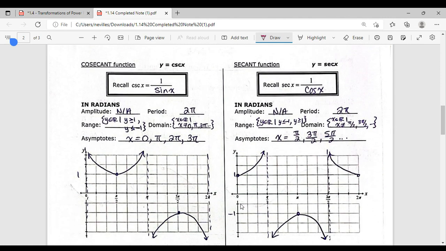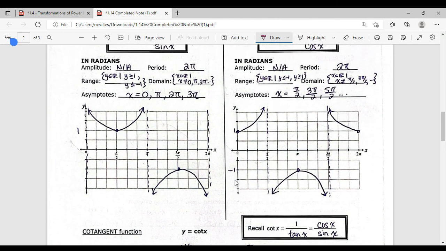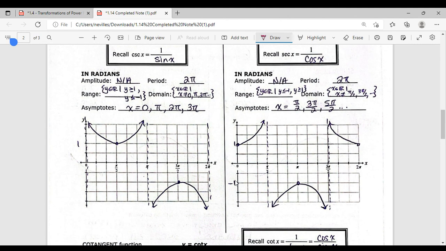The 3 new functions that you're going to be looking at graphing in this year are the cosecant graph, which is the same as 1 over sine, the secant graph, which is the same as 1 over cos, and last but not least, the cotan graph, which is the same as 1 over tan of x, or cosine of x over sine of x, just flipped. So just study these graphs briefly.